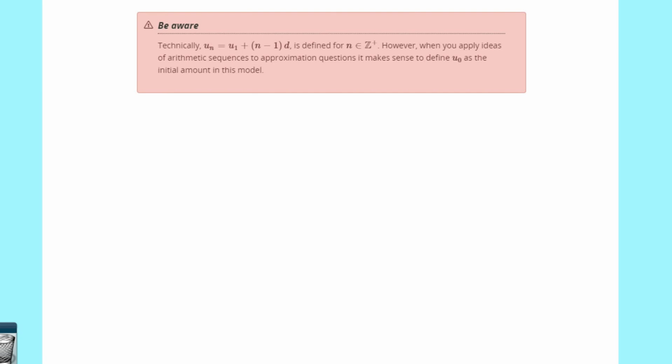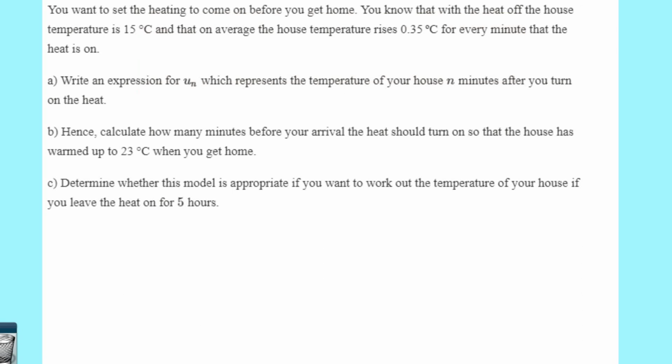Be aware, n is defined as the positive integers because again, n is where you are in line. So I think we talked about that.